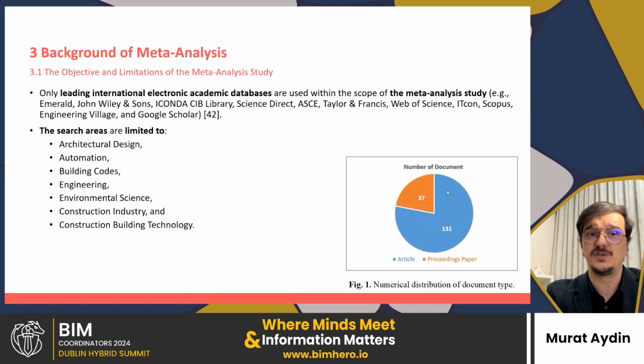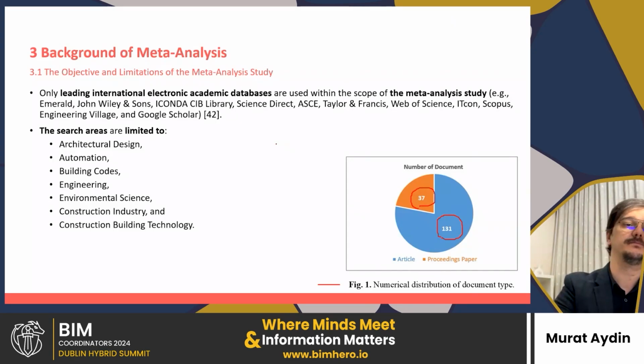As a result of the search, as shown in figure 1, 168 articles are found: 131 are articles, and 37 are proceedings. Only articles are included in the analysis to achieve a confident academic standard. Only leading international electronic academic databases are used within the scope of the meta-analysis, and the research areas are limited to architecture design, automation, building codes, engineering, environmental science, construction industry, and construction building technology.